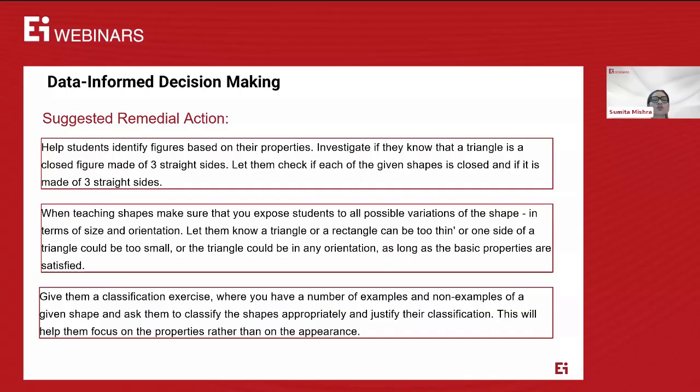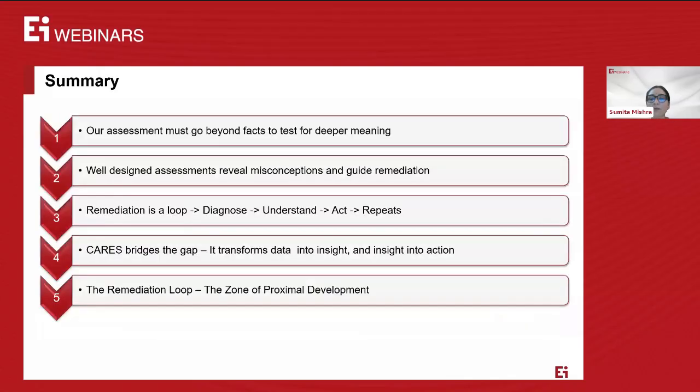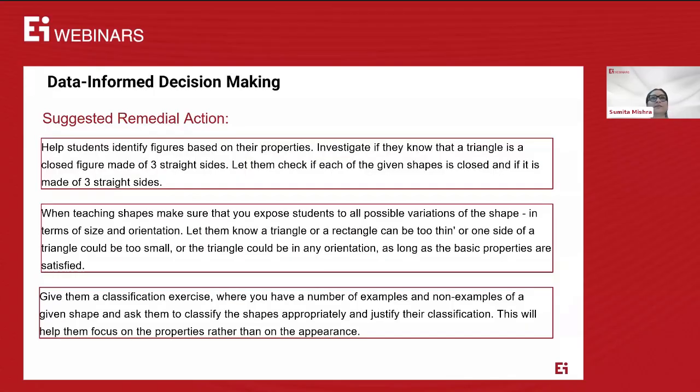That would be to expose students to different variations of the shape. So not just the kind that they see in their textbooks every day, but different kinds of triangles: thin triangles, fat triangles, long triangles, triangles which are tilted in different orientations. And see whether students are able to reason that as long as the basic properties of a triangle are satisfied, they can identify a triangle.